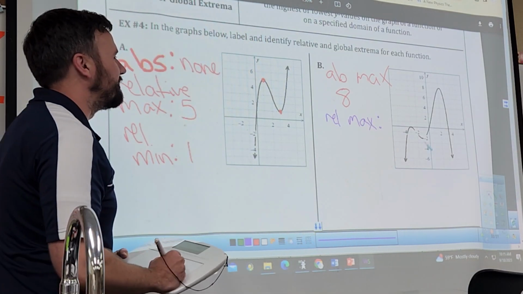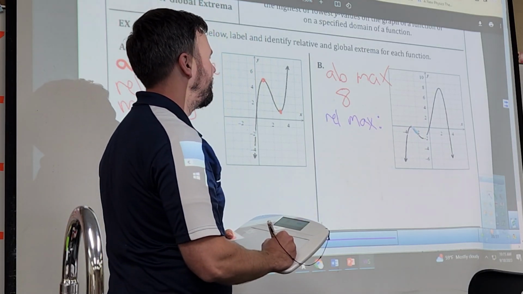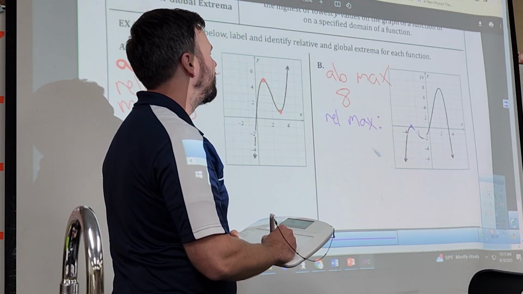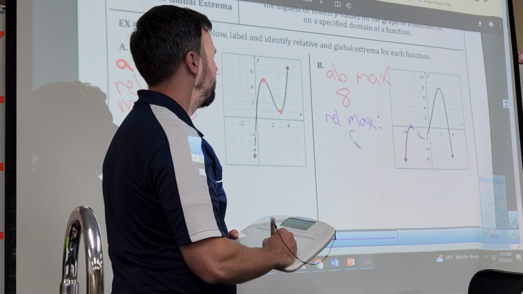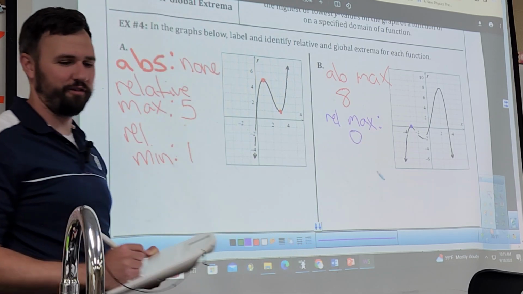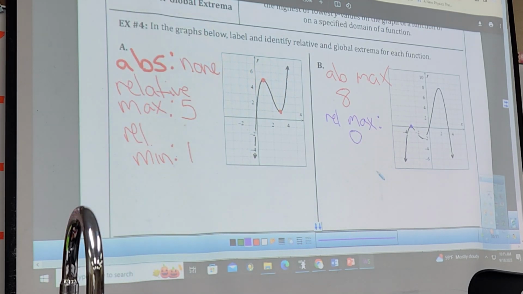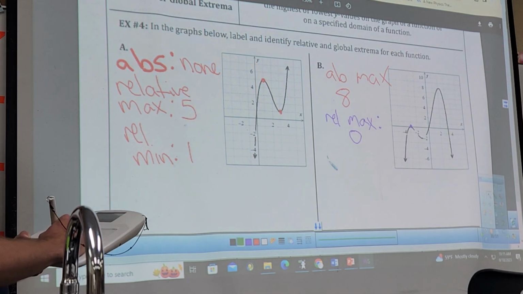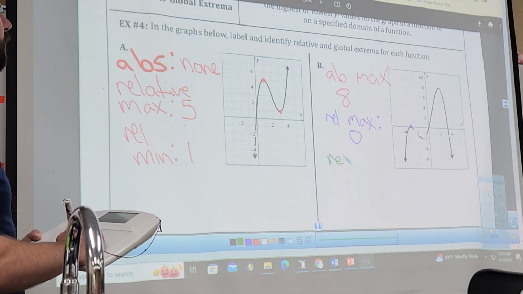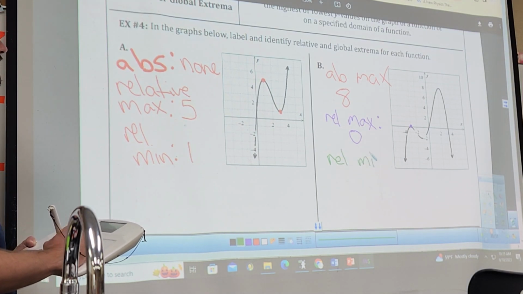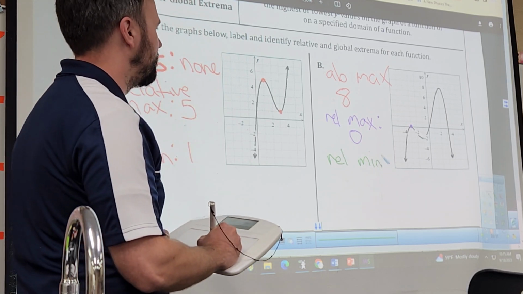All right, where's a relative max? 0, right? Where does it occur? Negative 3. Let's change color one more time for fun. Do I have a relative min? Yeah. What is it? Negative 2. And where does it occur? Negative 1.